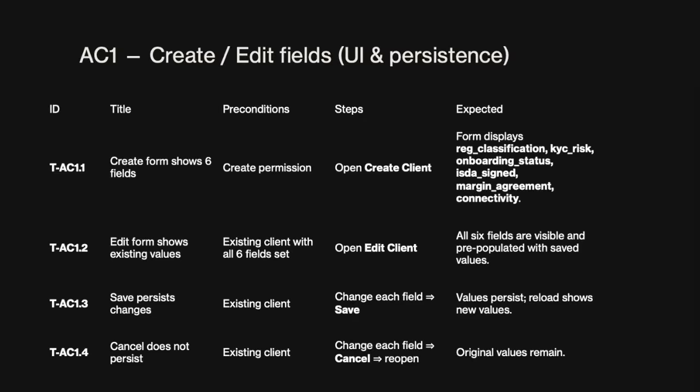Test AC 1.3, save persists changes. Change each field and hit save. Reopen and verify the new values are there. This proves the write path for all 6 attributes and that multi-select connectivity persists correctly. In practice, I parameterize this so that we toggle each field individually and in combination, and I spot check via API/DB to avoid any UI cache illusions.